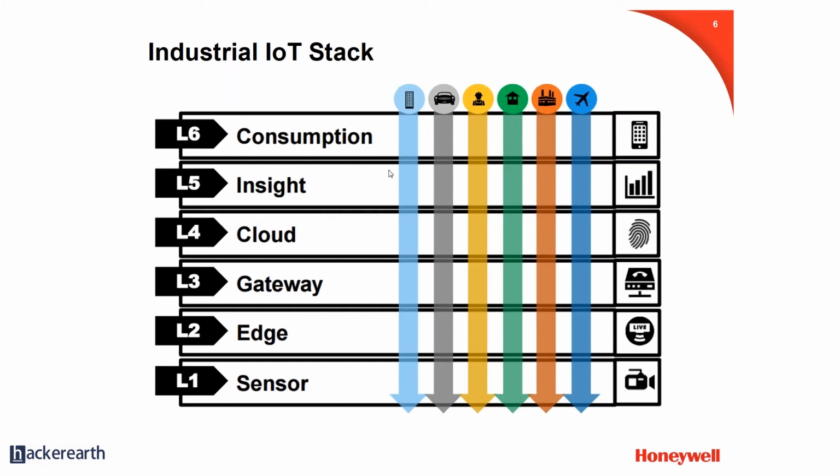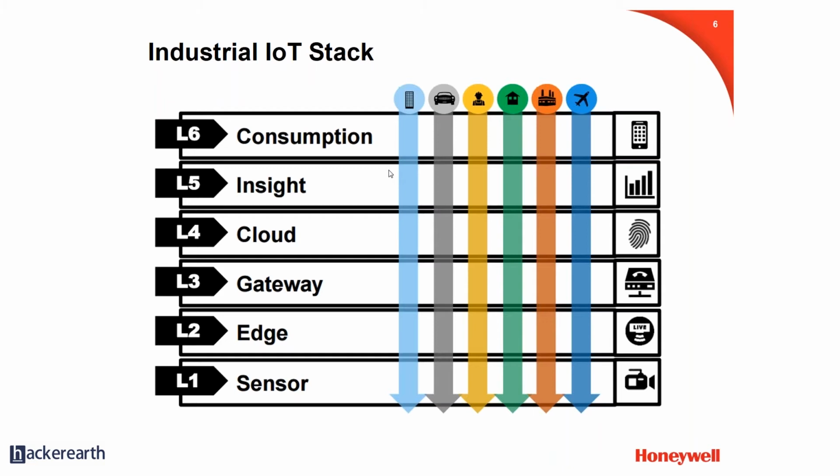So there are 6 layers. If you look at it very broadly, you have the sensors at the bottom, then you have the edge devices, then you have the gateway, the cloud, the insights, and then the consumption layer. So we'll just talk a little about each layer, and then we'll talk a little more on the architectural elements in each layer in the subsequent slide.